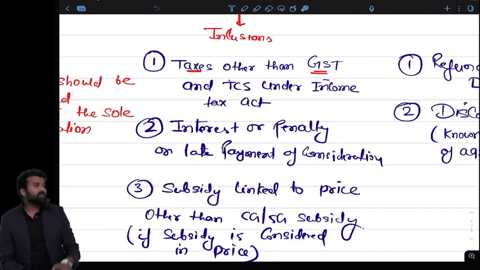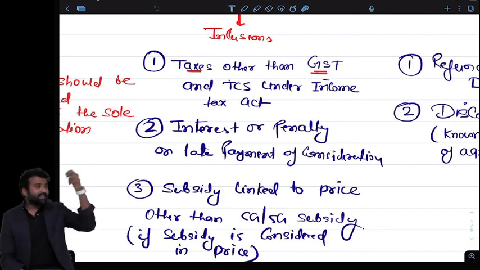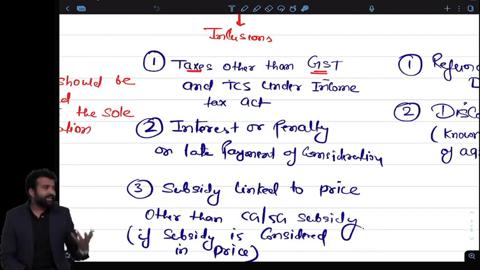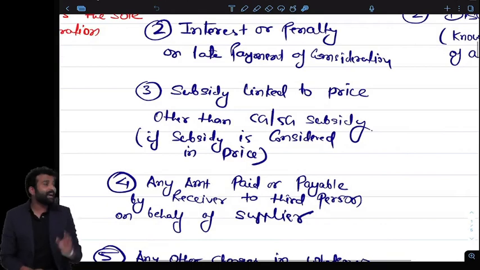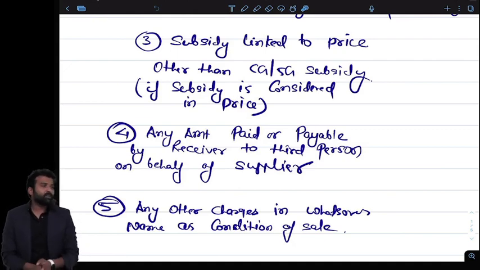Getting it? So how many inclusions are there in the value for GST? Five. Tax other than GST and TCS, interest or penalty, subsidy other than government, any third party payments that are actually payable to me but on my instruction were paid to a third person, and any other charges I am recovering. All that will be included in my invoice, and on that value I have to calculate GST.